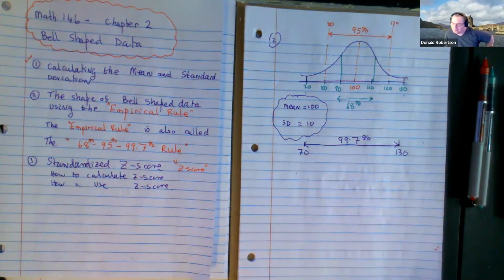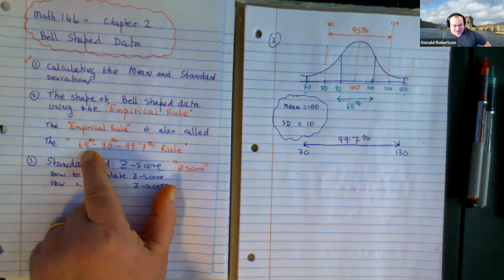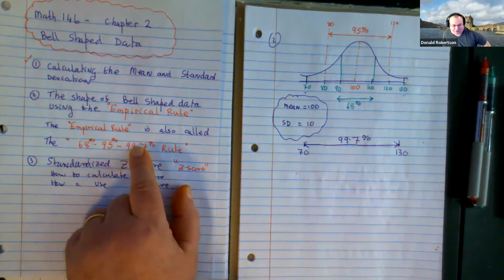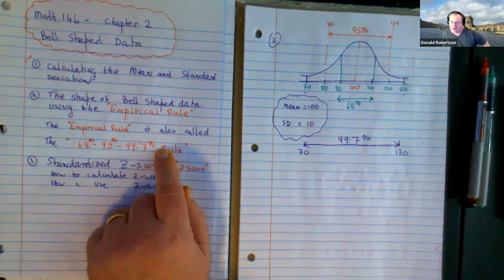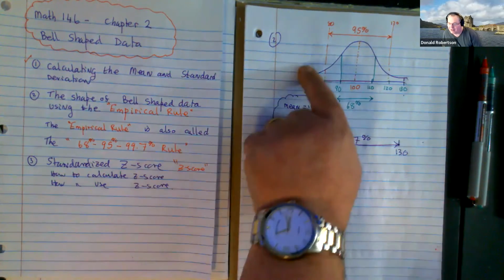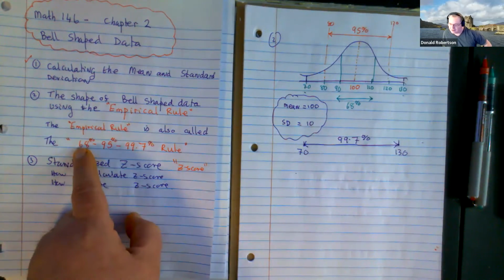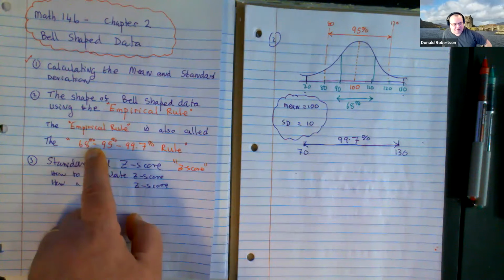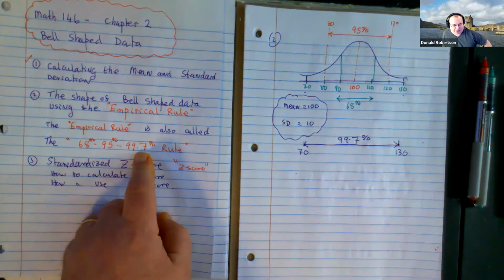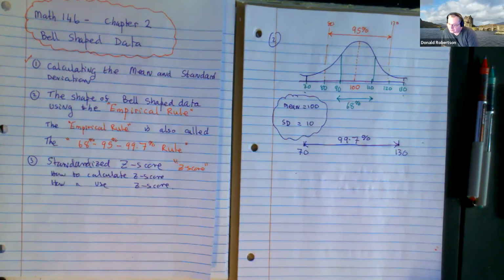Are we good so far? Do you see why this rule, the 68, 95, 99.7% rule, is a much better rule to tell you what the heck's going on? Right? 1 standard deviation, 68% of data, plus or minus 2 standard deviations, 95, and plus or minus 3 standard deviations is 99.7. So far, so good.